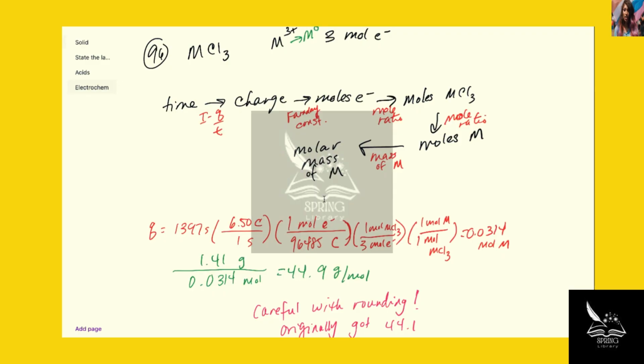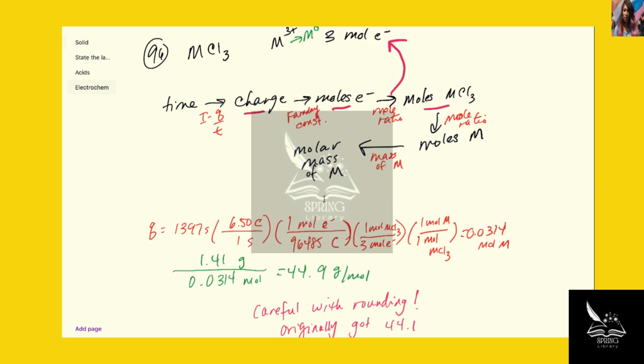And so what we can do now is just go right into this problem, because we're given a time and we're given a current. From there, we can get the charge. We can use Faraday's constant to determine the moles of electrons that produce that charge. Now we have moles of electrons. We can use our mole ratio, which is given up here, the 3 moles of electrons per 1 mole of metal. That will give us the moles of MCl3.